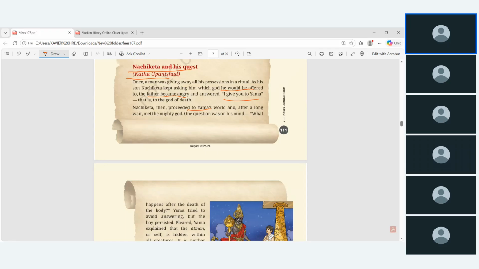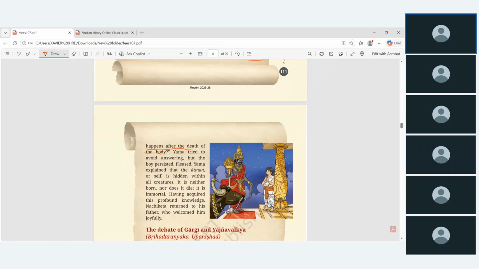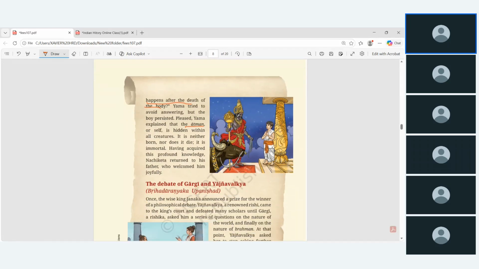Here it is mentioned, his question was, what happens after death of the body? And Yama tried to avoid the answer, but he will keep on asking. அப்பதான் Yaman will give the answer with the Atman. இதுதான். So Brahman and Atman, இத வச்சு two story Upanishad give the explanation to these two concepts.